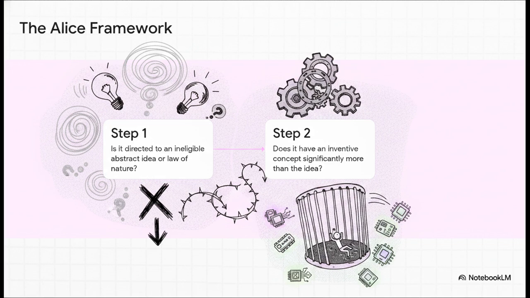The Alice framework demands we ask 2 consecutive questions to figure out if your software is actually eligible for a patent. Step 1 asks, is the claim directed to an ineligible abstract idea? If the answer is yes, boom, you are forced into Step 2, which asks, does it have an inventive concept that makes it significantly more than just that abstract idea? And this brilliantly illustrates the trap. If you get caught trying to prove an inventive concept in Step 2, you're in serious trouble. You're basically stuck arguing that your routine generic computer components are somehow doing something magical.